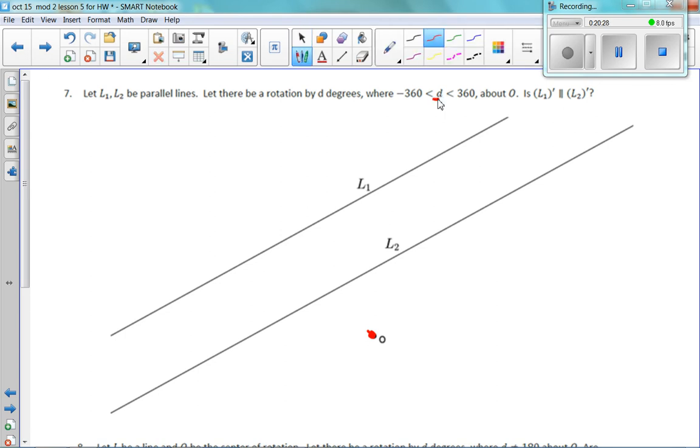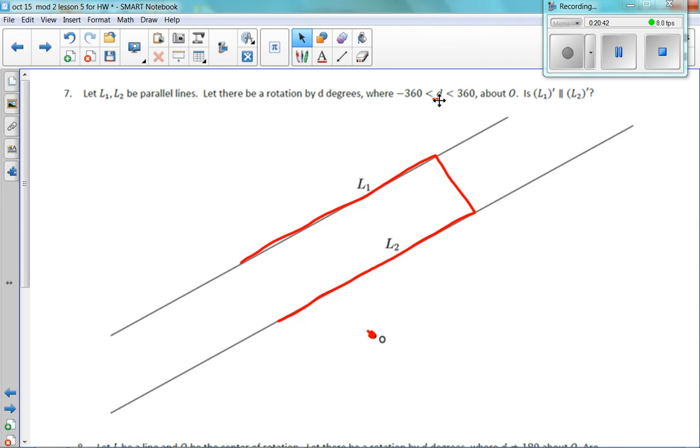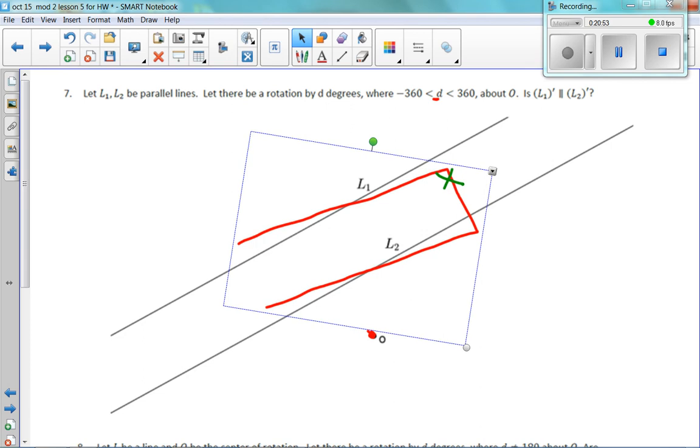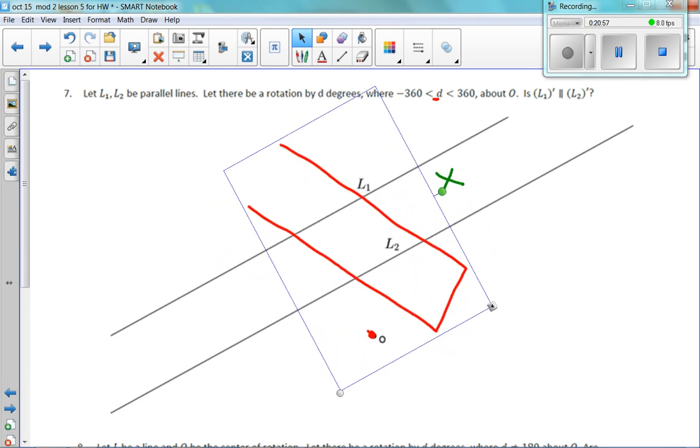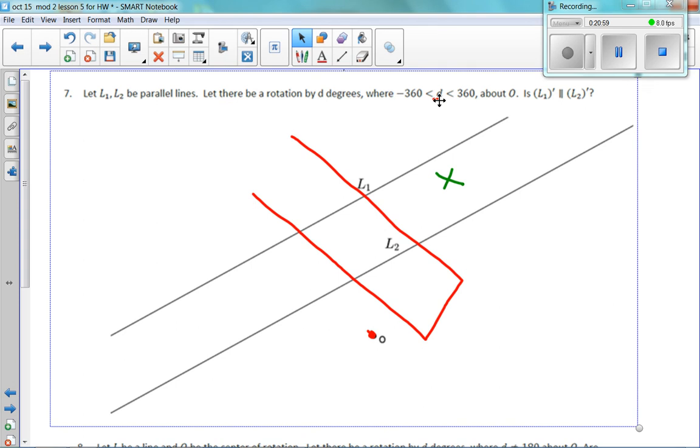So I'm going to draw two parallel lines, but I have to connect them somehow in order to move them at the same time. So this red line here, you can ignore. It's the thing I need to do to rotate these. So now let's turn these about center O. Are those red lines, even though they're rotating, are they still parallel? Yes, they are.